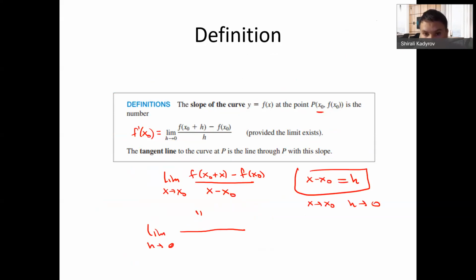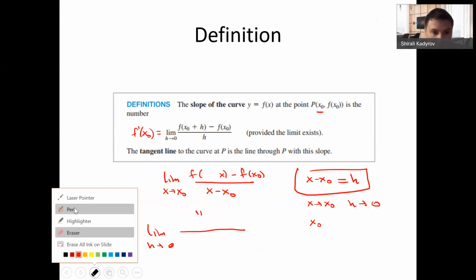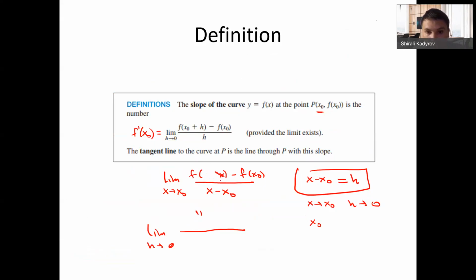So what is f of x0? Oh, sorry, I made a mistake. This is not here. It was supposed to be x. So simply x. Then this is what you solve for x: x is x0 plus h. So here it's going to be f of x0 plus h minus f of x0, and in place of x minus x0 you put h. So that recovers this particular definition, right? So they are identical. Whichever you want, they are identical definitions.